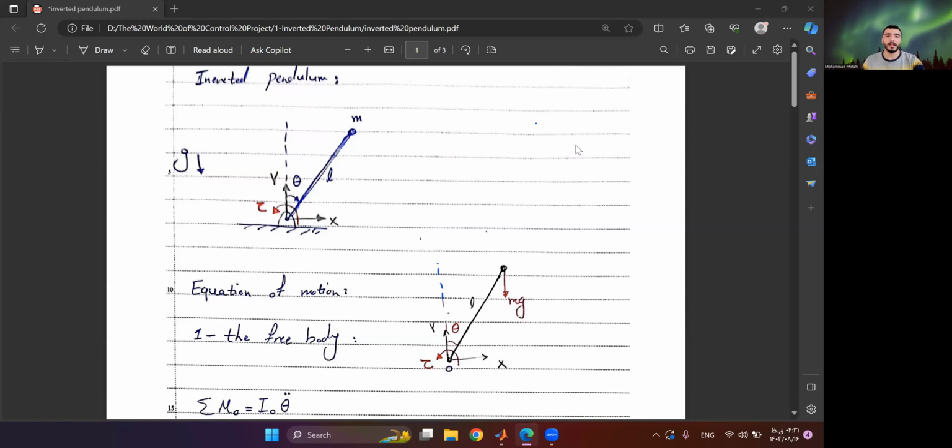I'm Mohammed and today I want to model the dynamic of an inverted pendulum, and also I want to model it in SIMULINK. Let's see what we have. Okay. The inverted pendulum is a system that has 1 degree of freedom.